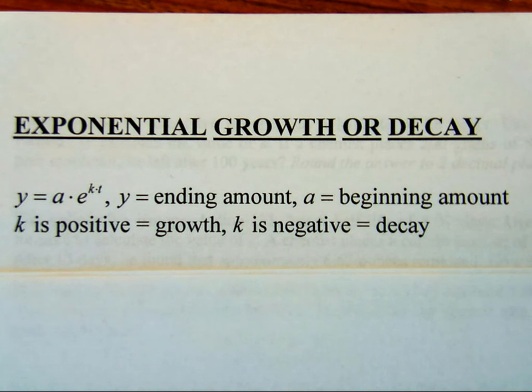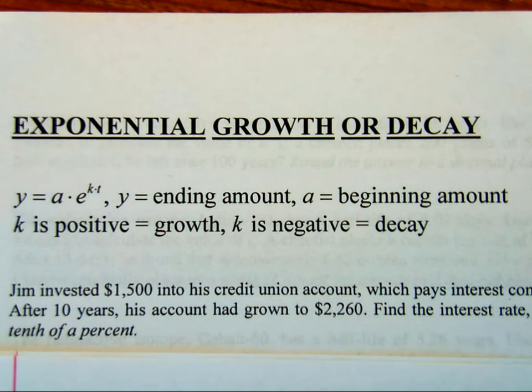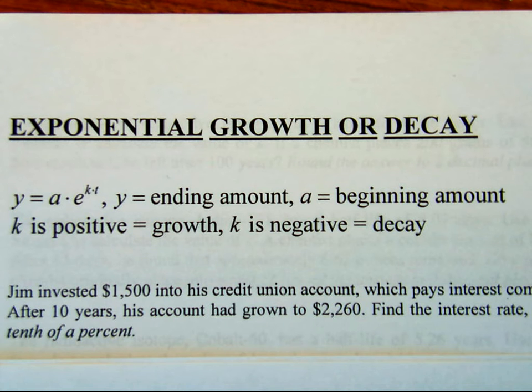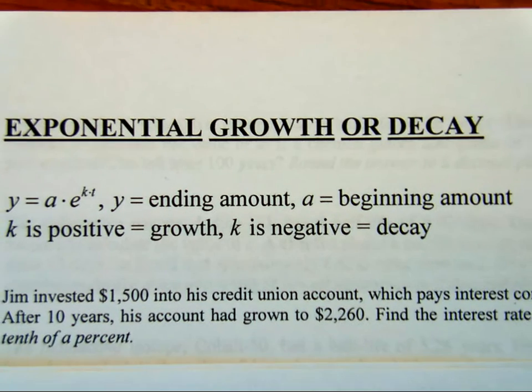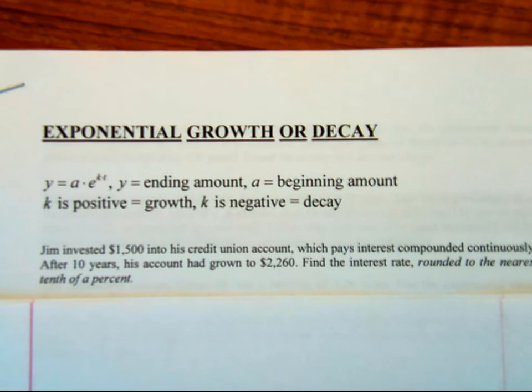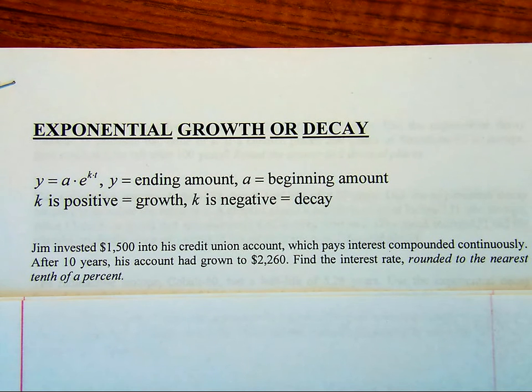Okay. Now, the first example I'm going to do, we are going to go back to something that you've kind of seen before. So Jim invested $1,500 into his credit union account, which pays interest compounded continuously. After 10 years, his account has grown to $2,260. Find the interest rate rounded to the nearest 1/10 of a percent.